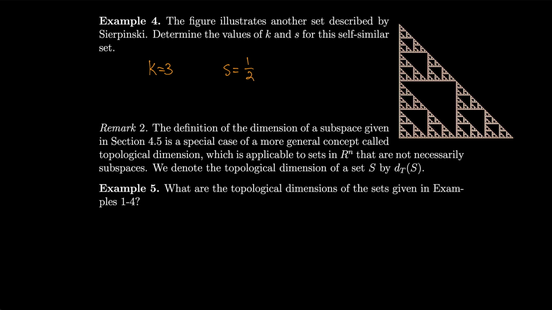The definition of the dimension of a subspace given in Section 4.5 is a special case of a more general concept called topological dimension, which is applicable to sets in Rn that are not necessarily subspaces. We denote the topological dimension of a set S by dt(S). Let's get the topological dimensions of the sets given in Examples 1 through 4.